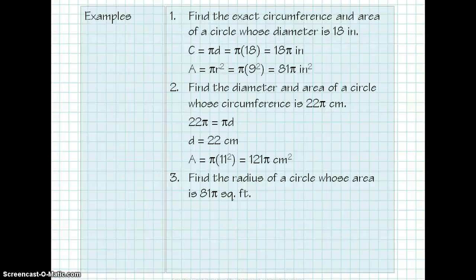Now if my area is 81 pi, I'm going to set that equal to my area formula. So 81 pi equals pi r squared. I can divide by pi. It's a number, so I can divide by it. So I get 81 is r squared. Take the square root of both sides. I get 9 feet as my answer.